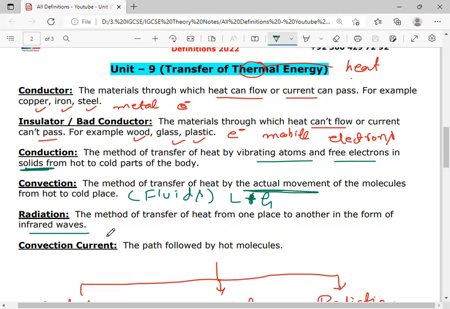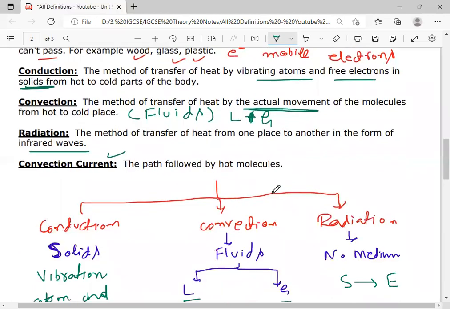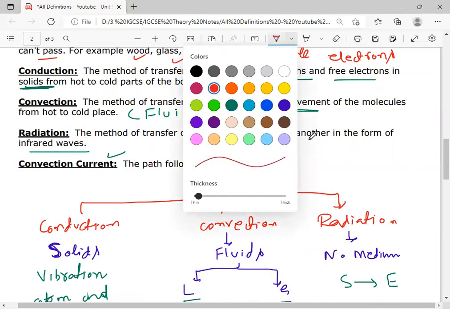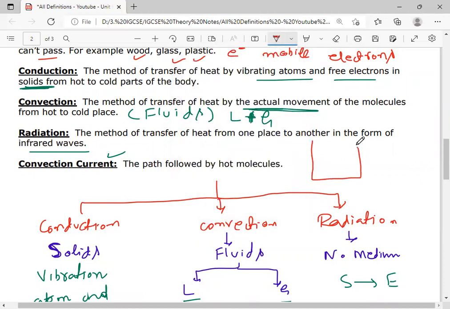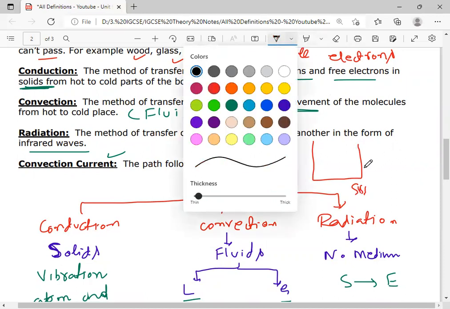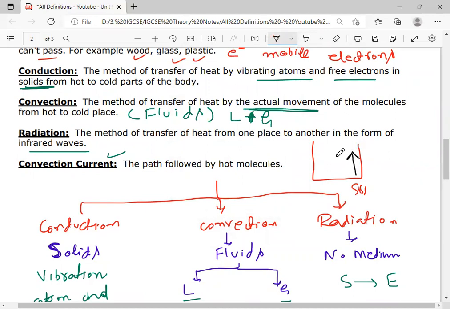And then convection current: the path followed by the hot molecules is called convection current. And whenever we are heating the molecules like this, if this is the beaker and we are heating the molecules from the right side, then from the heating region, the molecules will move up because they become less dense, lighter, and rise up. While on the other side, in the cold region, molecules are denser, heavier, and sink down.